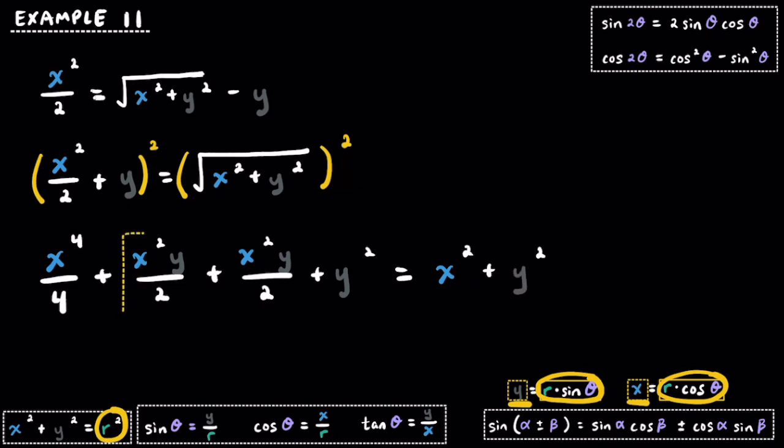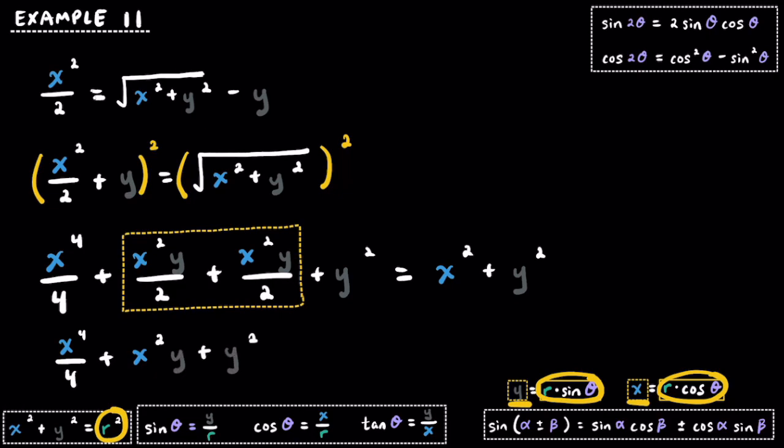Now let's combine these two middle terms, since these are like terms, and the two halves are going to make a whole when we combine them. So on the left side, we're going to have x raised to the fourth power over 4 plus a whole x to the second power times y. And we're going to add on a plus y squared. And what's that going to equal? That's just going to equal on the right side the same old thing we had over there, which is x squared plus y squared.